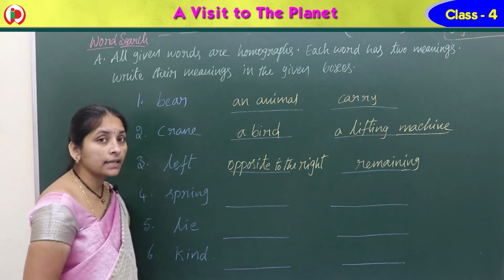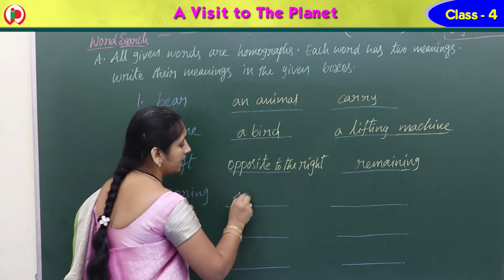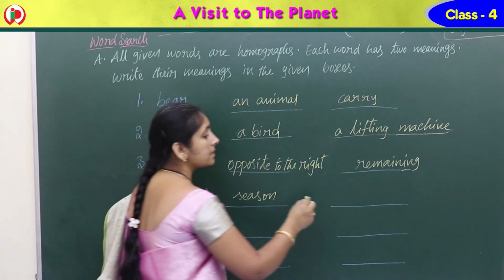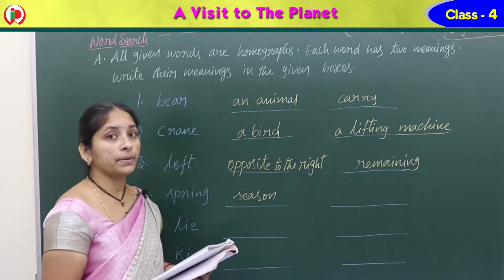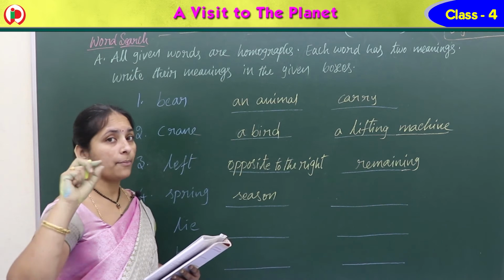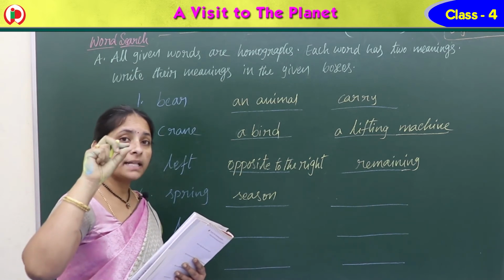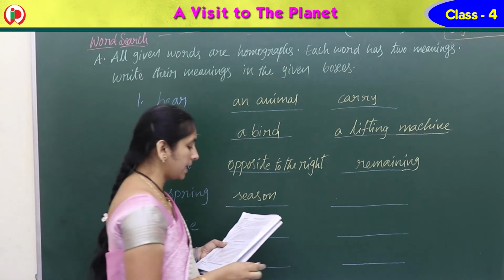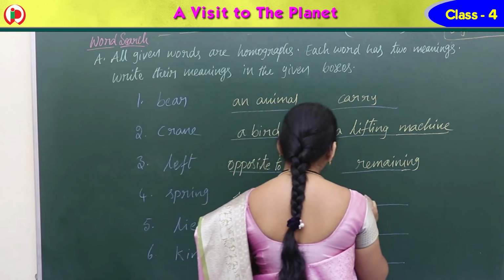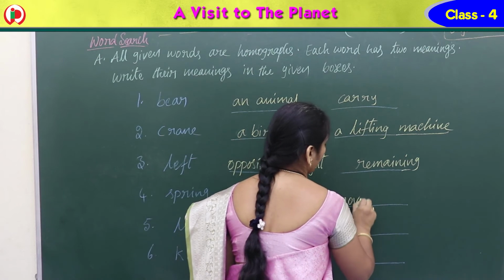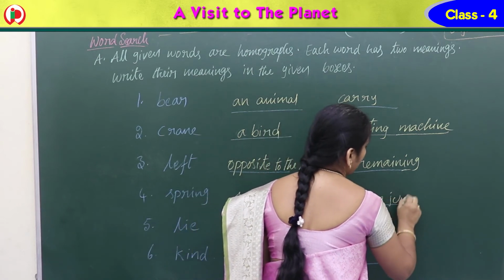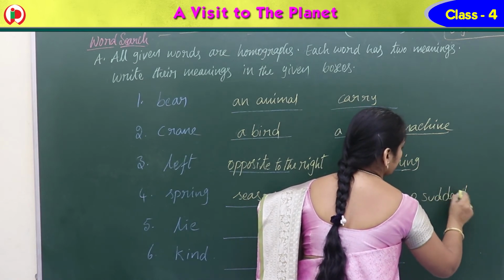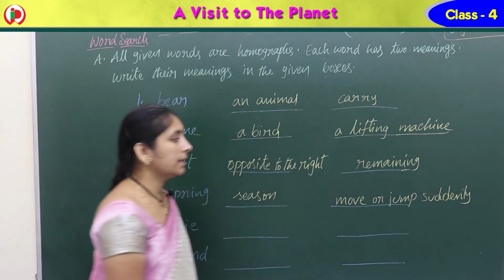And see the next one, spring. You know this, spring is a season, spring season. And one more is, this spring is a jump, like this. In the pens also you have, maybe you have that now or not, spring pens also we call it. That is the circles we have that move up and down, jump like this. So spring means move or jump suddenly. That we call it spring.